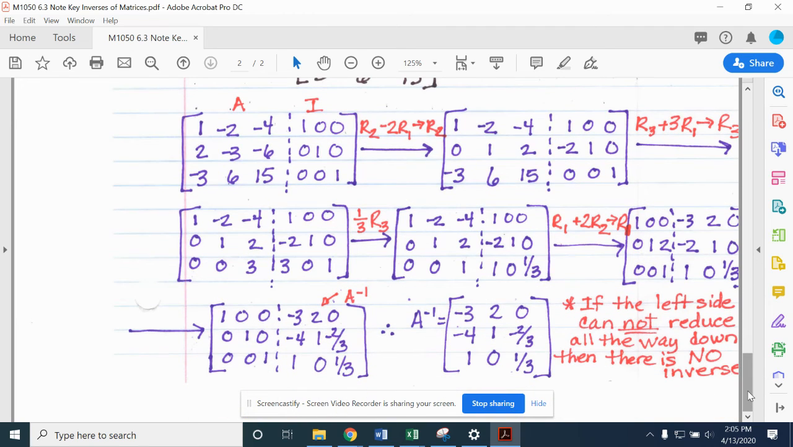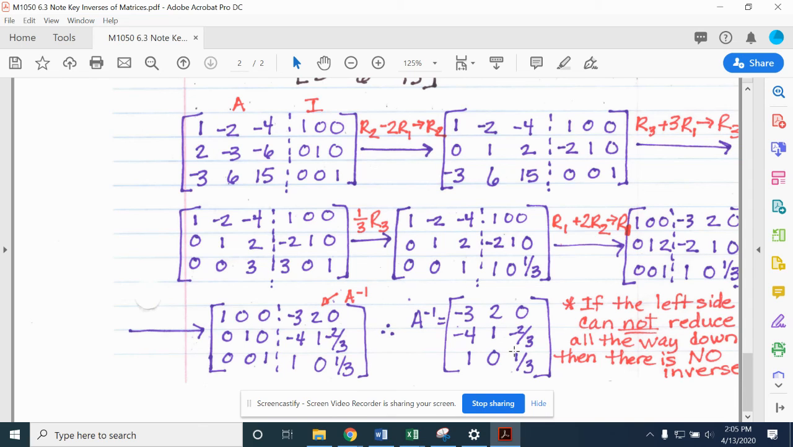Sorry, the page got a little cut off, but we continue until we get the diagonal as ones and the zeros above and below that diagonal. And when that occurs, the left-hand side is now the identity. The right-hand side is its inverse. So in the end, our inverse of our matrix A is that right-hand side.